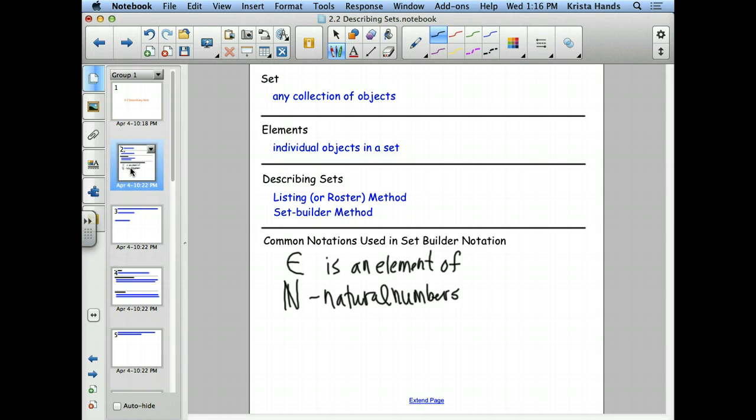So I'm going to use these notation symbols. This is a curly brace, and I'm going to list out what we're talking about here. These are the numbers 1, 2, 3, and so on.